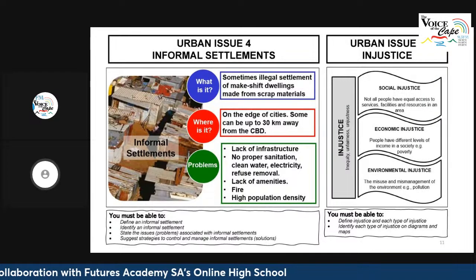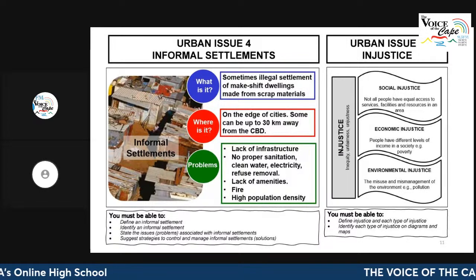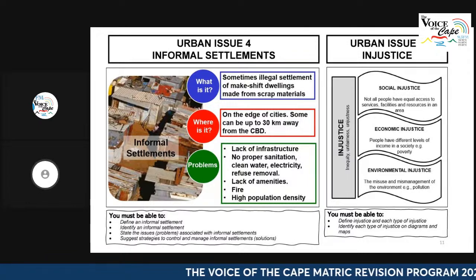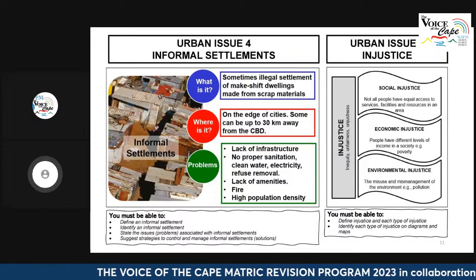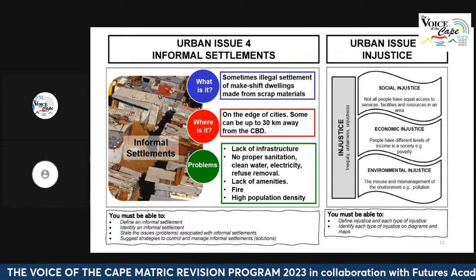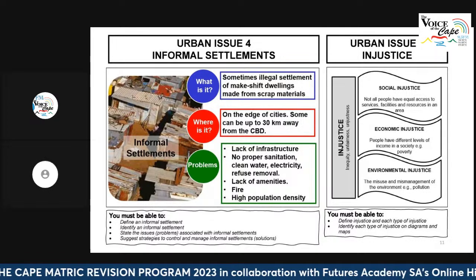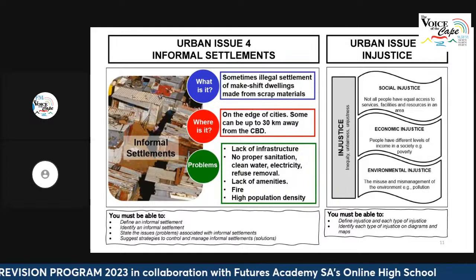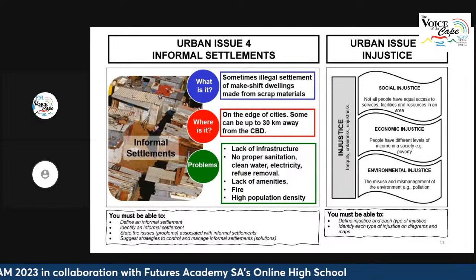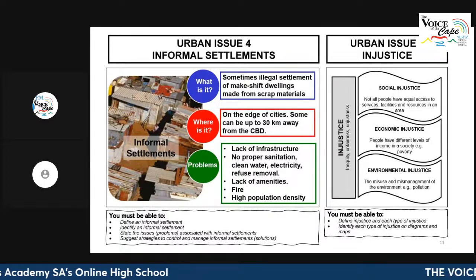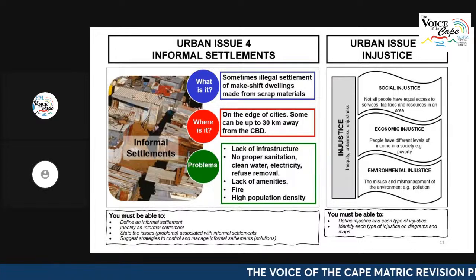The last but not least, another urban issue settlement is your informal settlements. So if you don't get tested on those ones, you would then get tested on your informal settlements. Remember, why exactly are they there? First of all, what is the definition of an informal settlement? Then you need to be able to identify it. You will then need to be able to state the issues. So remember, where is it? It is on the edge of cities. Most often, it can be up to 30 kilometers away from your CBD.